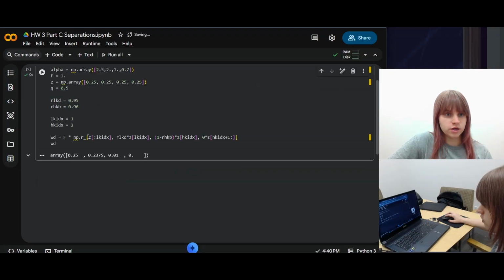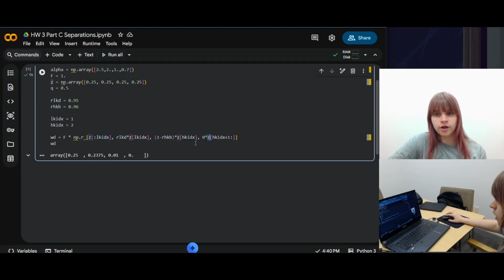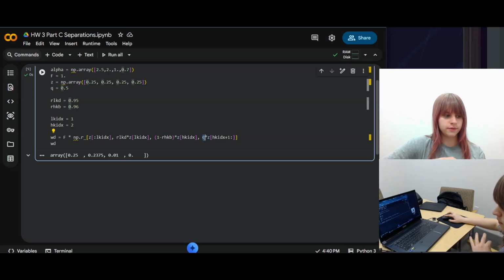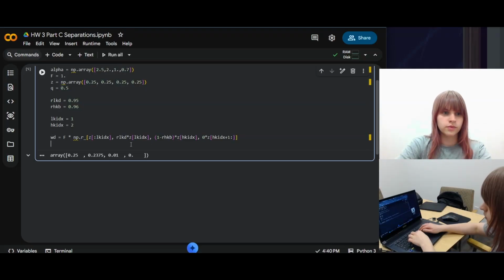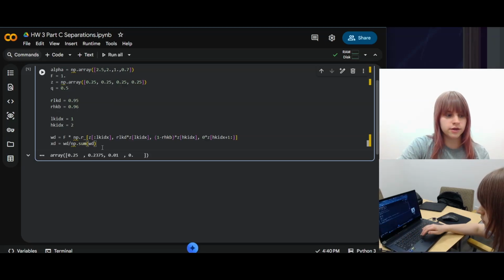So this right here is the components lighter than the light key. This is our light key, heavy key, and heavier than the heavy key. And we're doing 0 here because we are assuming that none of it goes into the distillate. And now we want to normalize our WD by dividing it by the sum of everything in that array.